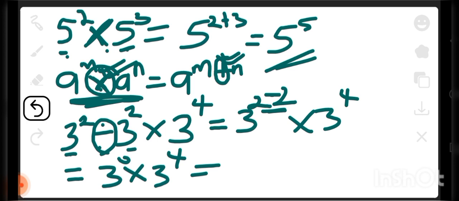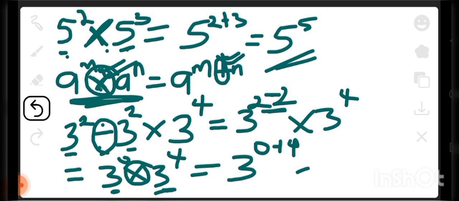So next, look at this. The two bases are still the same. Then this one is now multiplication. So I'll still pick one of the bases, then I will just add up the powers, 0 plus 4. So this will give us 3 raised to power 4 as the answer. So please take note of that, or 81. So let's look at other questions.